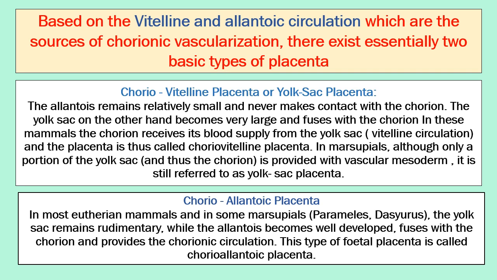In chorioallantoic placenta, for example, in case of eutherian mammals and in some marsupials such as Perameles and Dasyurus, the yolk sac remains rudimentary while the allantois becomes well developed and it fuses with the chorion and provides the chorionic circulation. This type of placenta is called chorioallantoic placenta.